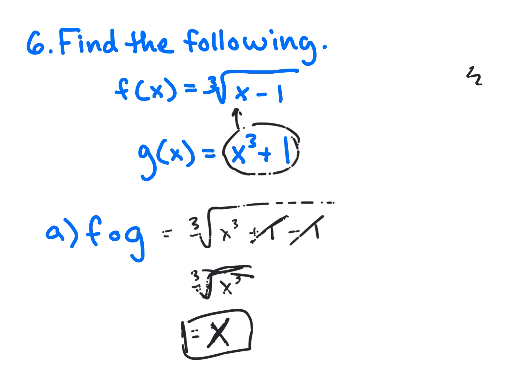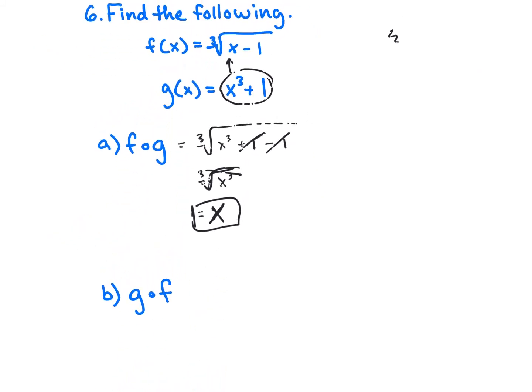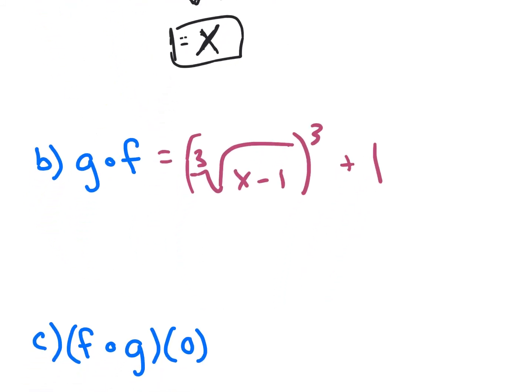Let's find g of f of x. So now I'm taking f of x and plugging it into g of x. So I have the cube root of x minus 1, cubed, plus 1. Would that cancel out? These cancel. The cube root cubed cancels. So I have x minus 1 plus 1. The 1s cancel, so then I'm just left with x.